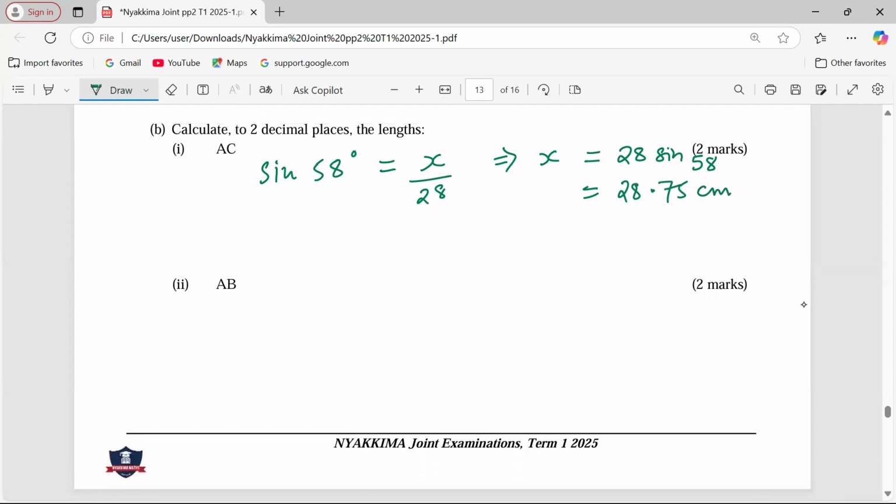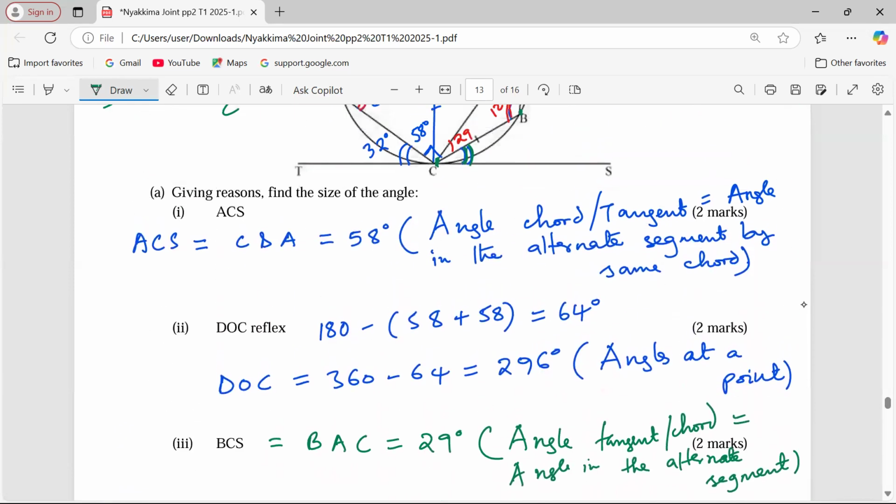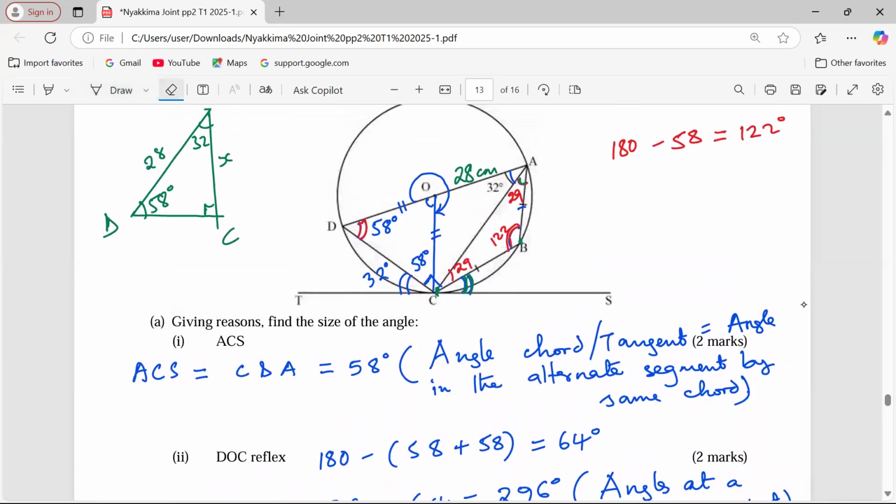Then the other length is AB. So let's look at length AB. Remember AB and CB are equal according to the diagram and the instructions which have been earlier provided. So we can bisect the triangle into 2 equal triangles. Assuming that this is point X, length AX can be found because we have AC.